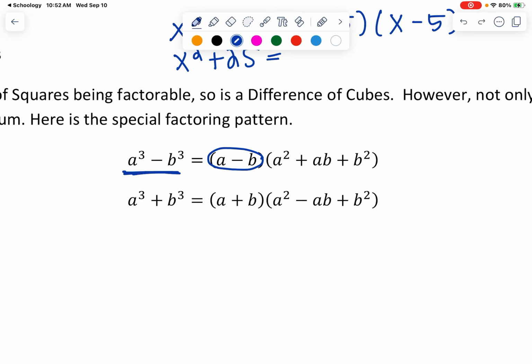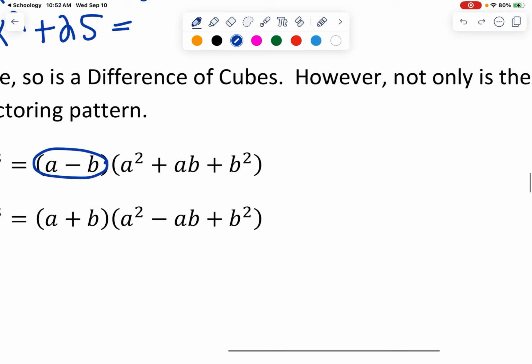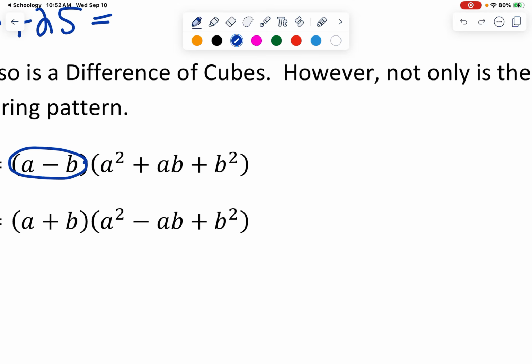Then what you're going to do is copy the base. So this is the base right here, and you copy that right here. Okay? After that, you use that base to get everything else. So if you look, this is your first term, this is your second term. A is your first term, B is your second term. Don't worry about the minus in between them.